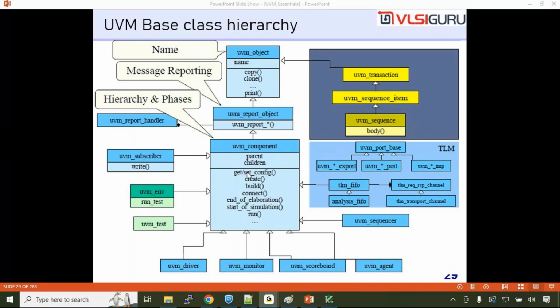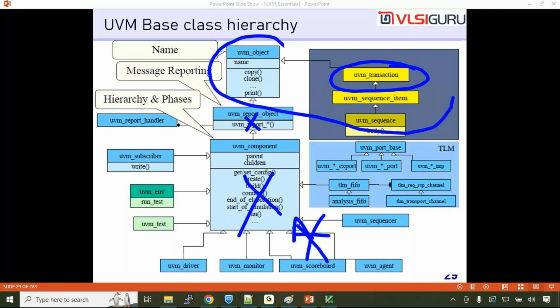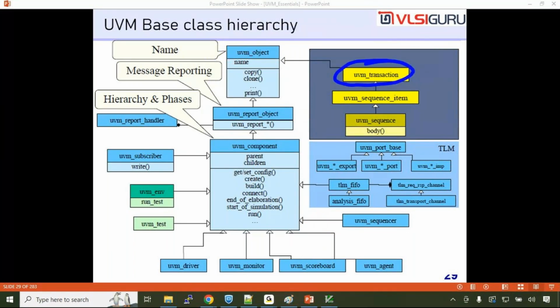Some classes, let's say transaction, don't need report methods, don't need these methods. So you don't extend from here. You extend directly from the UVM object itself. Understood that concept? The transaction class doesn't need these methods, so I don't inherit from here. Rather, I inherit from UVM object. Like that, they have created a few levels of inheritance.